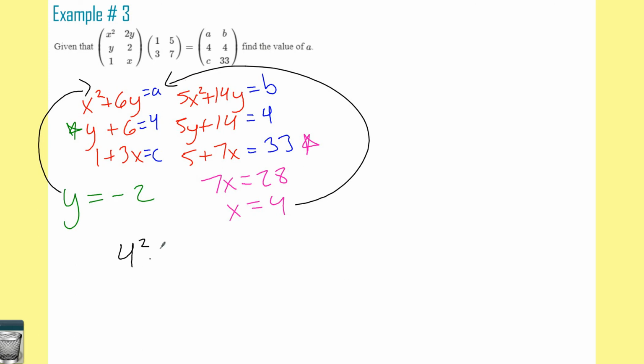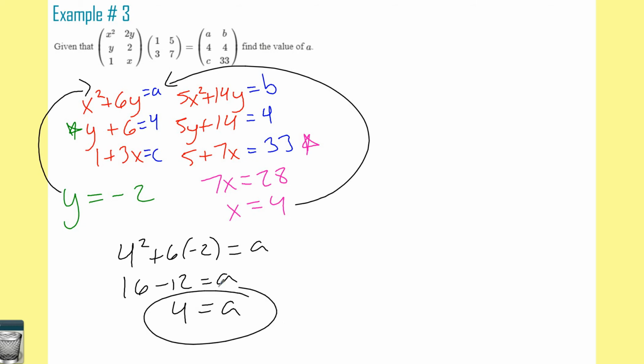So now we can take both of those and plug them in there. We get 4 squared plus 6 times -2 equals a. So 16 minus 12. So a equals 4. So did I need every single equation? No, but it was much easier to solve it if I could see what options I had.